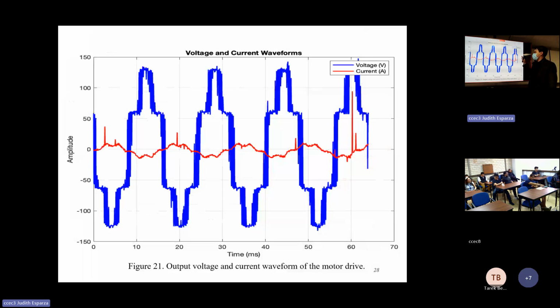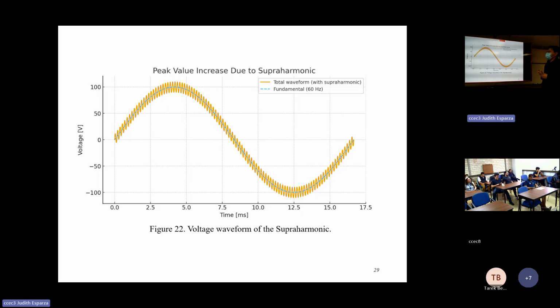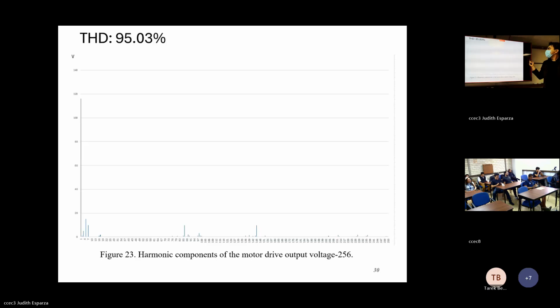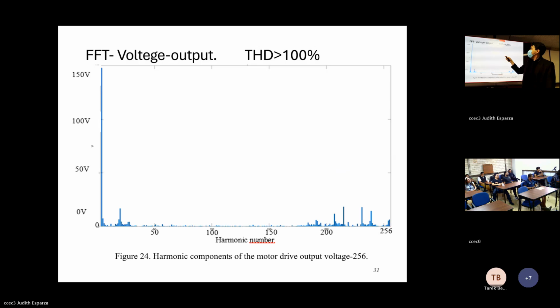In this picture, I have the waveform of the voltage and the current in time domain, because of the super harmonics. And this one is the THD for my prototype in ESP32. This one is calculated for my lab.